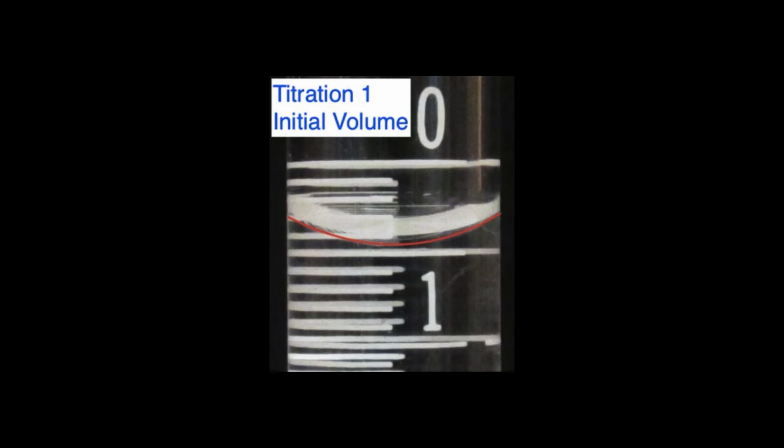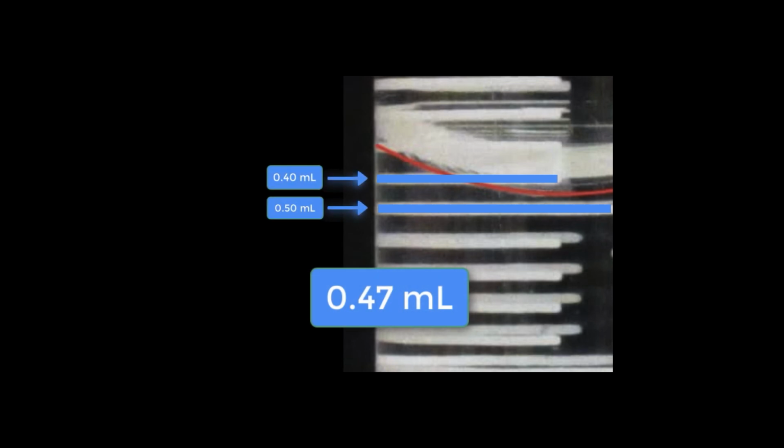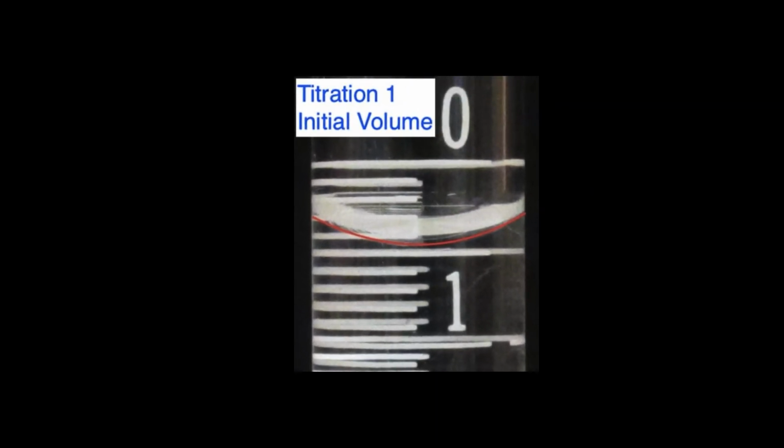So this particular measurement, where the bottom of that red meniscus is, notice that it's just past the 0.4 milliliter mark. It's not quite to the 0.5 milliliter mark. It's a little bit more than halfway between those 2 marks. I would call this 0.47 milliliters, 0.48 milliliters. And that's the value that you would want to record on your report sheet. And you do this for each of the images.